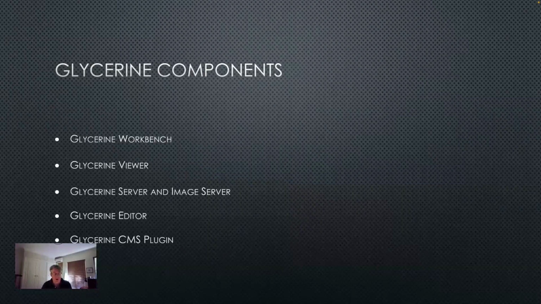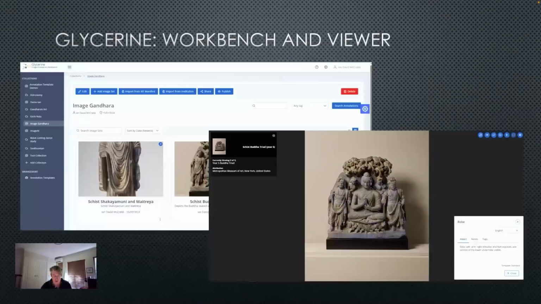The Glycerine components are Glycerine Workbench, the workflow interface, Viewer, an open source IIIF viewer, Glycerine Server, the back-end data model and image server, and Glycerine Editor, our app for workflow integration. In addition, we've developed Glycerine CMS plugins, a WordPress plugin, and an Omeka S module for flexible IIIF annotation publishing. I'll introduce the workbench and viewer and then come back and expand on the annotation template feature.